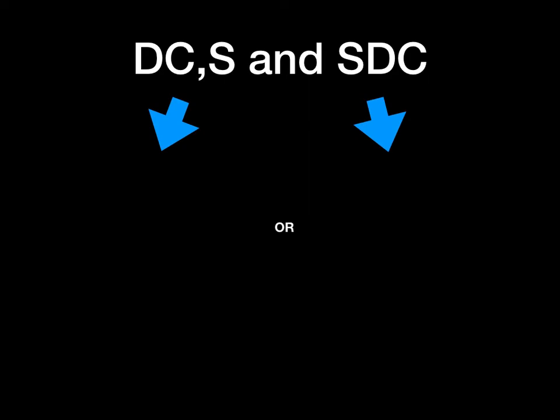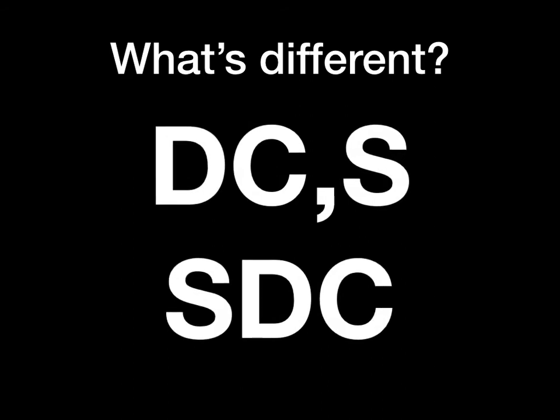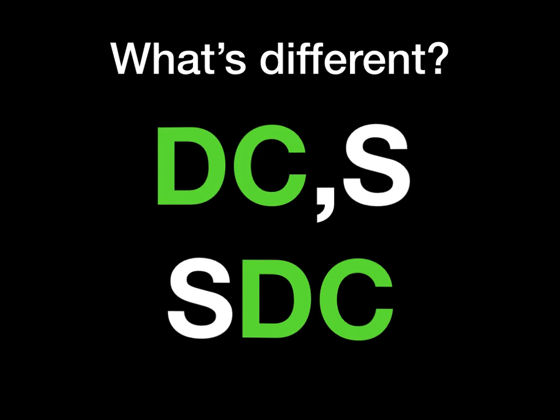Let's start with the DC, S. That's where you're going to start with what's called a dependent clause, add a comma, and put a sentence. Or you can flip it around backwards and have a sentence and simply follow it by a dependent clause with no comma. So hopefully you can clue in what's different between a DC, S and an S, DC. Not much at all. These, my friends, are your flipping sentence patterns. If you take a DC, S and flip it around to an S, DC, you pretty much have the same sentence, but the first one has a comma and the second one doesn't.